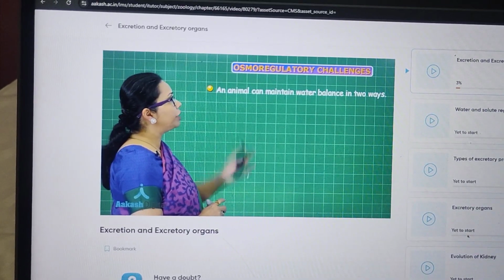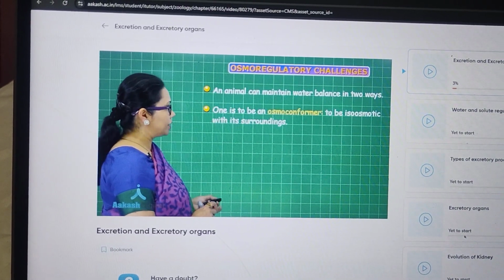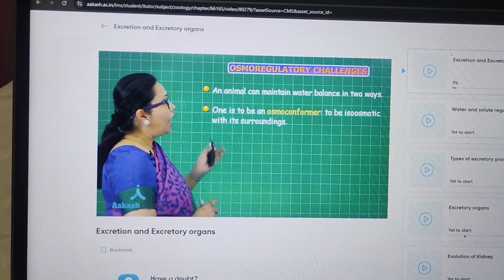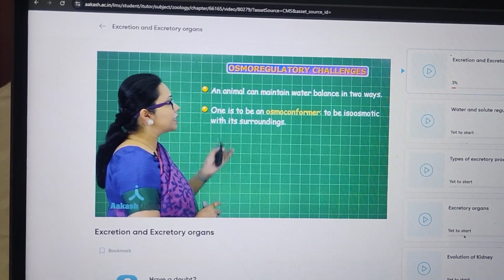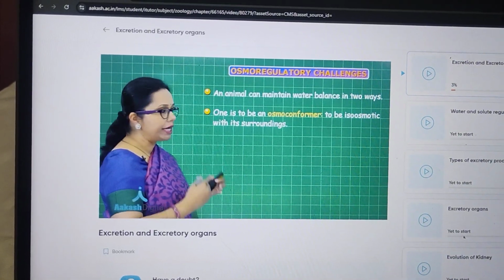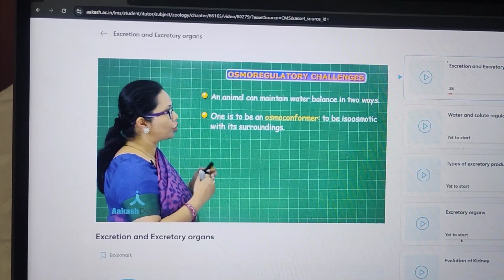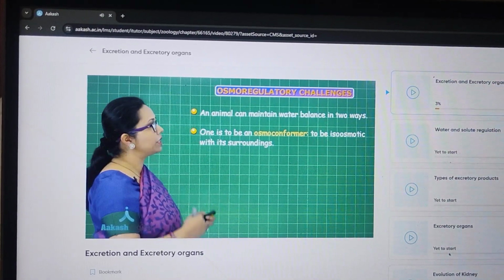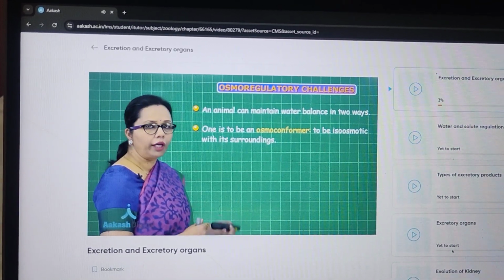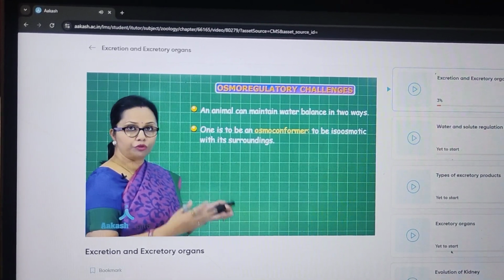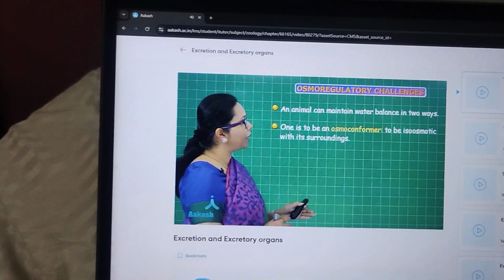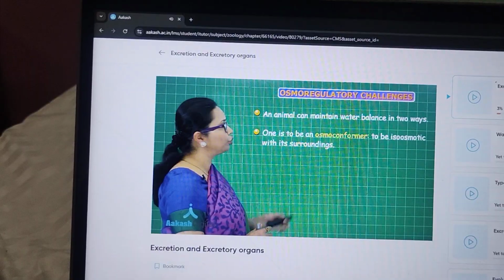So an animal can maintain water balance in 2 ways. One is to be an osmoconformer, and an osmoconformer is this type of animal that will maintain its blood osmolarity the same as that of the surrounding. So we can use the word isoosmotic or isotonic. Here this would mean the same. So here the blood or the cell cytoplasm is isotonic to the surrounding.